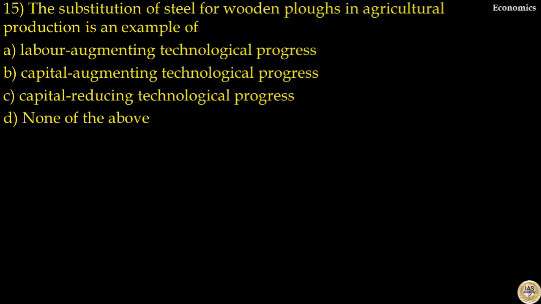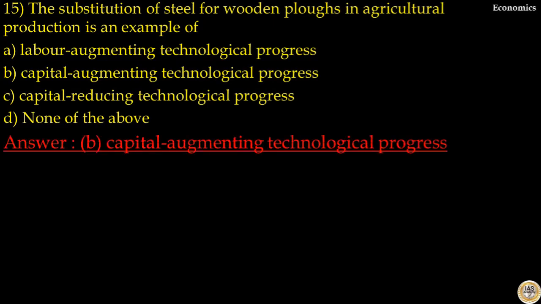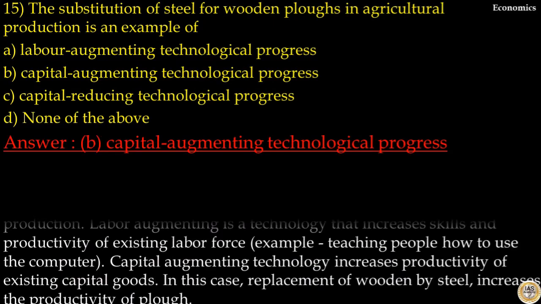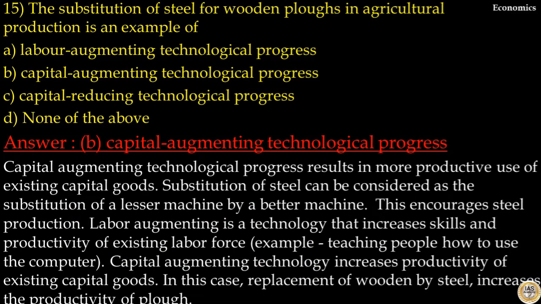Number 15. The substitution of steel for wooden plough in agriculture production is an example of. The answer to this question is option B. Capital-augmenting technological progress. Capital-augmenting technological progress results in more productive use of existing capital goods. Substitution of steel can be considered as a substitution of a lesser machine by a better machine.